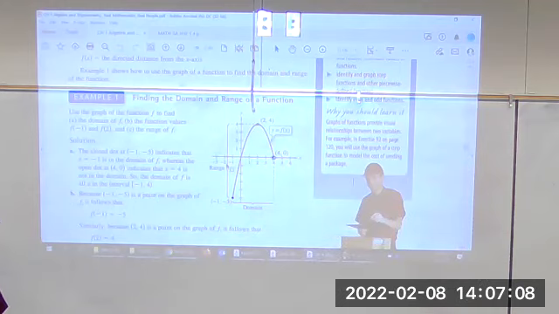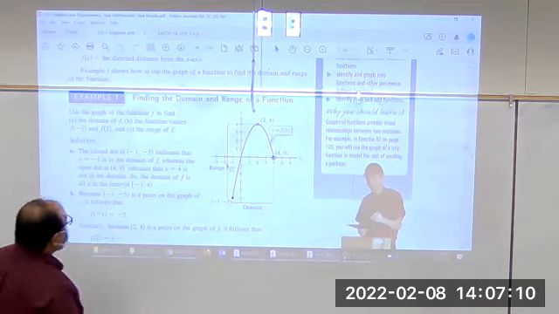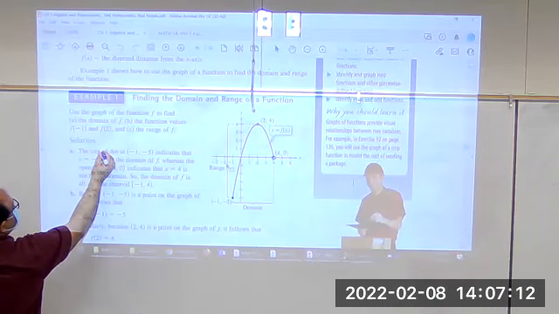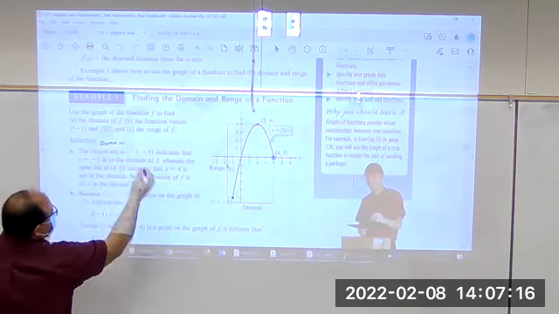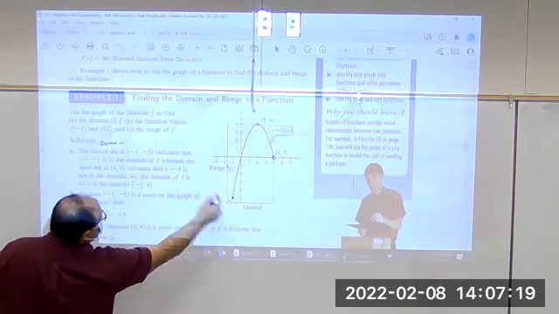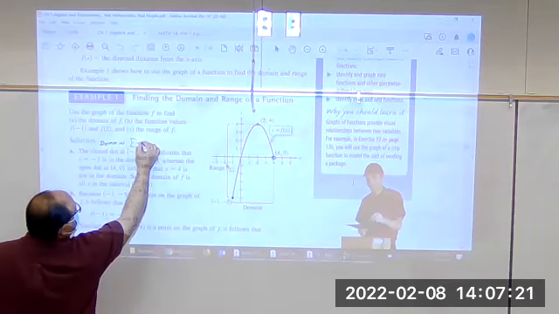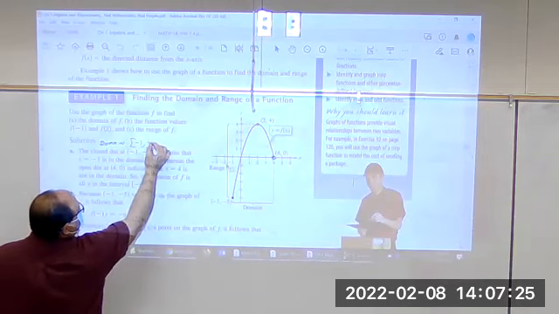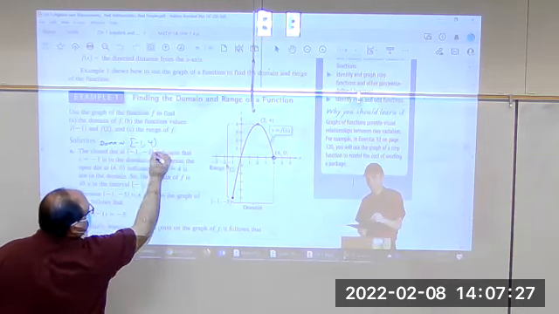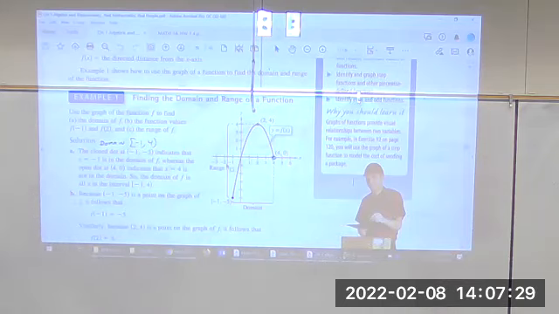but not 4. So the domain would be everything from -1 with a closed interval bracket all the way to 4 with an open interval or parentheses and everything in between. Okay.